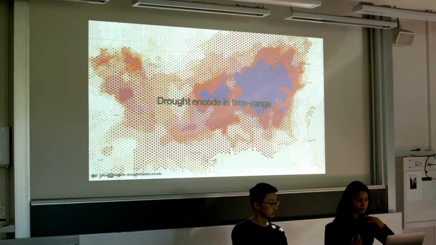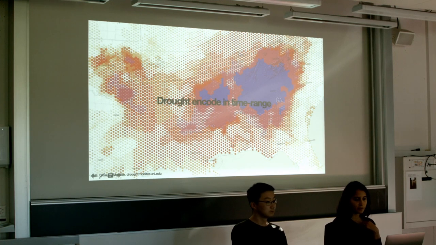Another example, which is more into hard data, more factual, we call it drought encoding time range. Here it's data from a time lapse of 6 months about how much rain was captured on a specific site. What we wanted to show you here is that you don't always need to present data as it is, but you can actually play with how you want to communicate it.